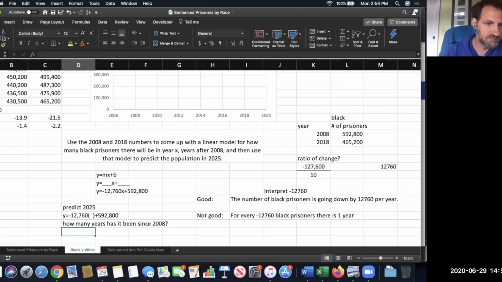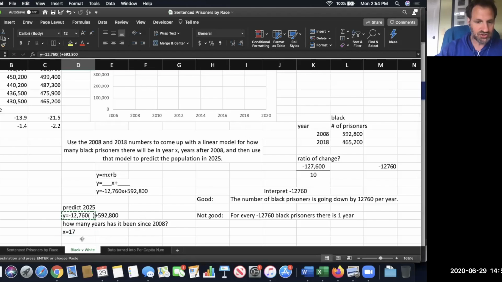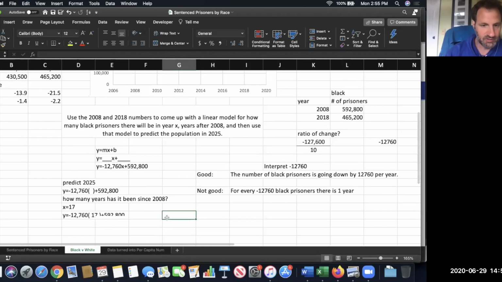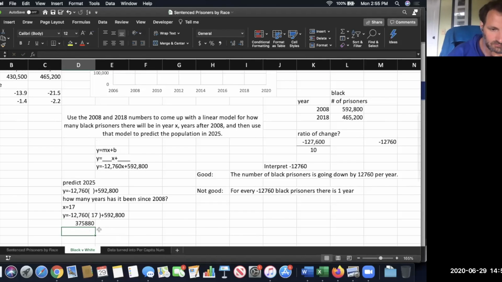Darian says in the chat, yeah, X equals 17. Okay. So that's what we plug in. We take this equation and we just plug in the number 17. Multiply, add, and away you go. I'm just going to do it with Excel because Excel is a big calculator. 592,800. Okay, so it looks like it'll be around 375,000 prisoners.